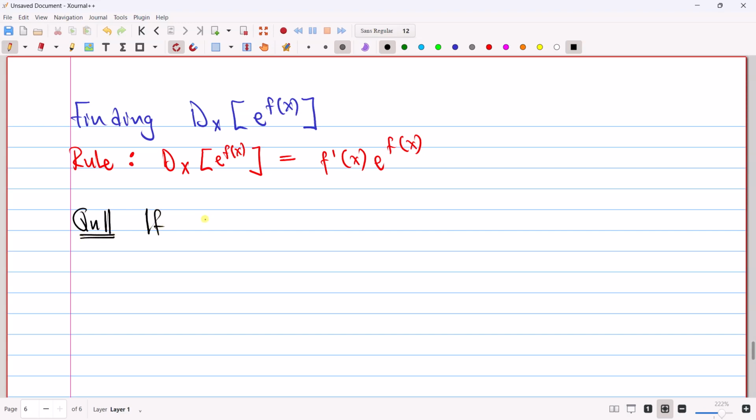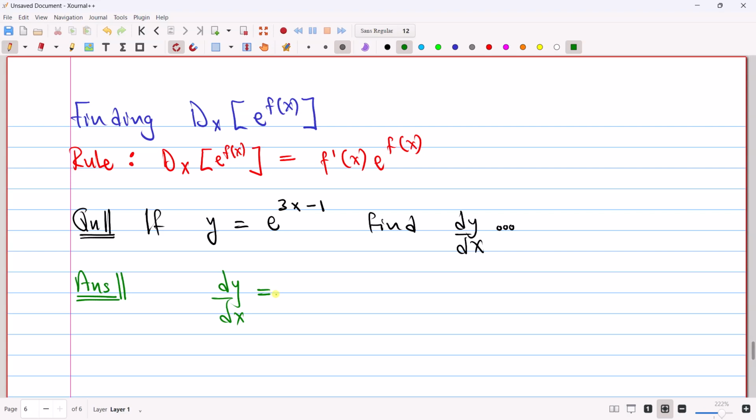To demonstrate the recipe, a typical function that we want to look at is something like this. If y is defined as e to the power 3x minus 1, find dy dx. You can be given a function like this one, and then they say, can you find dy dx in this particular case? So how do you go about finding dy dx in a problem like this one? To find dy dx here, this is how you proceed.